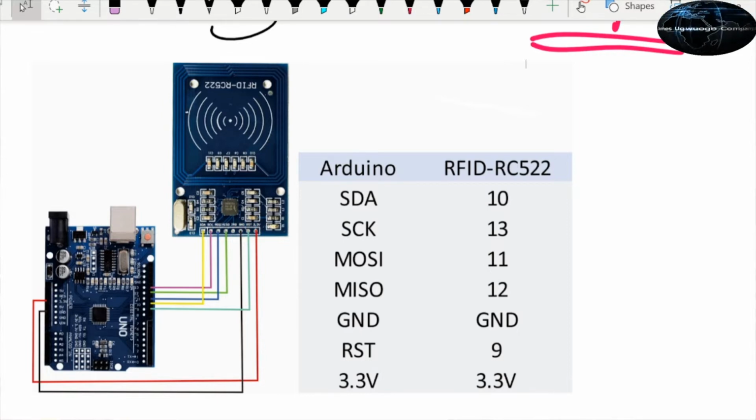Just observe the connections. For our connection today, we're going to use the Arduino Uno. So these are the pins. Observe the pins, connect it up, and you'll be good to go. So without further ado, let's go into this and do our first video in this series.